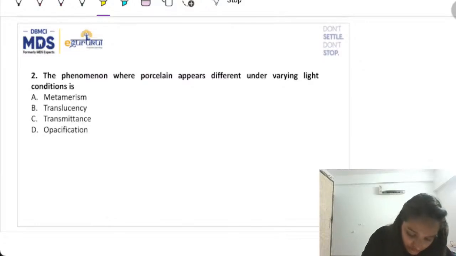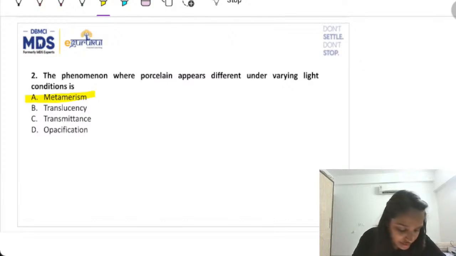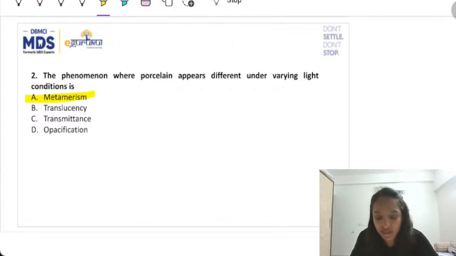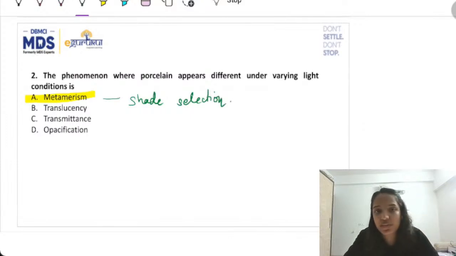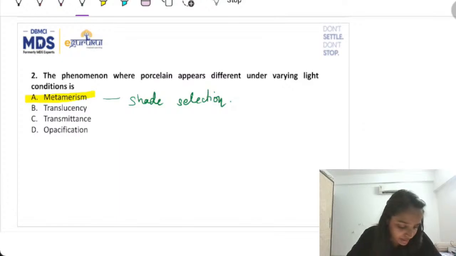Metamerism? Yes. So the phenomenon where your porcelain will appear different under different lighting conditions, that phenomenon basically affects what? It affects the shade selection, right? Shade selection of porcelain or FPD is affected, and metamerism is the phenomenon, right?